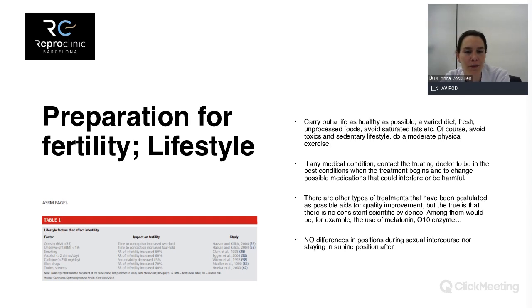And another interesting thing I would say is that there are no differences in positions during sexual intercourse, nor in staying in supine position after having sexual intercourse, okay, so no differences in pregnancy rates.